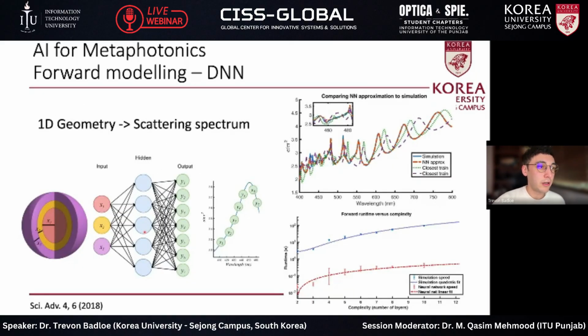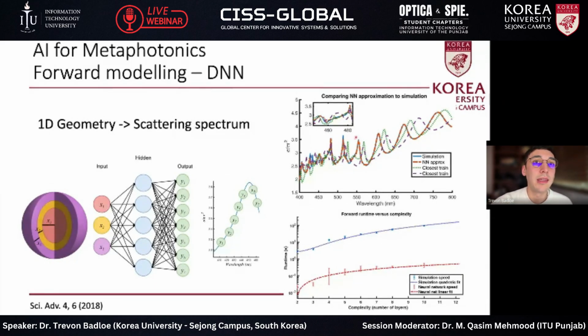Here is some work that has achieved this. In this work, they use core-shell structures, and by learning the relationship between these three different thicknesses of the shell using a deep neural network, they were able to find the output scattering spectrum based on just the input here. So this saves us the time of simulating one by one by one.